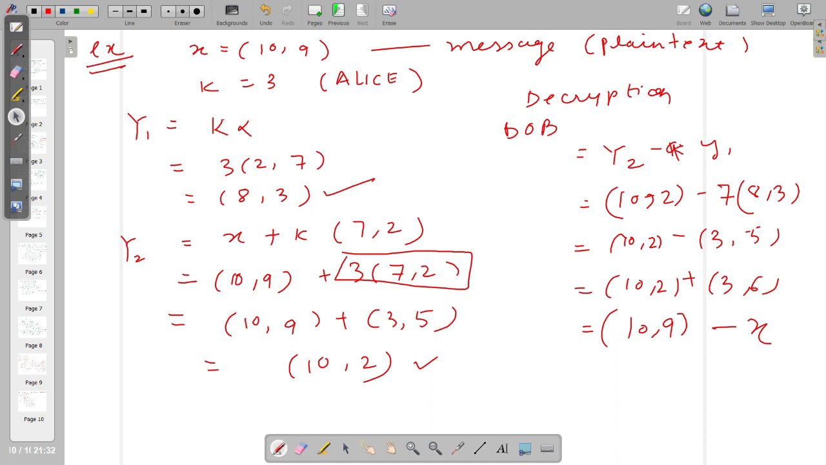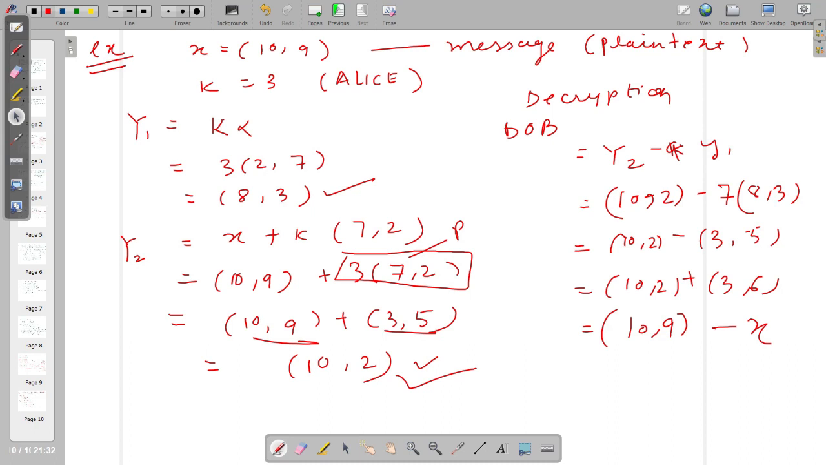Here we calculate 3 times 7,2 with the same method. Let's say this is a point P, so this is 3P. So 3P we can calculate as 2P plus P. First we need to calculate 2P, so we need to calculate P plus P. And let's say this is P and this is Q, both unequal. We will calculate lambda, we will calculate the point, and it comes out to be 10,2. So this is how the Elgamal cryptosystem can be defined over elliptic curves.